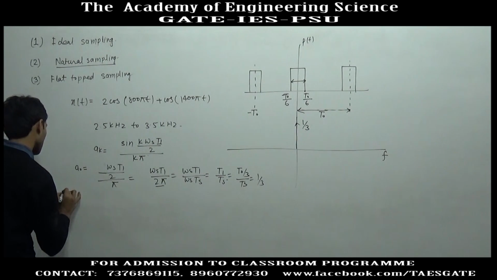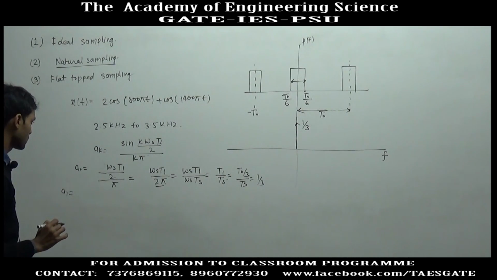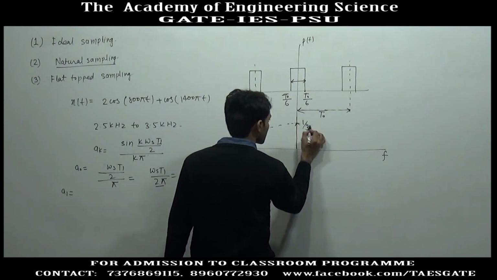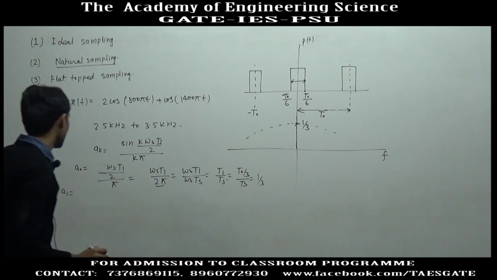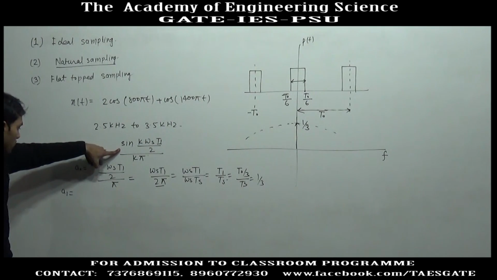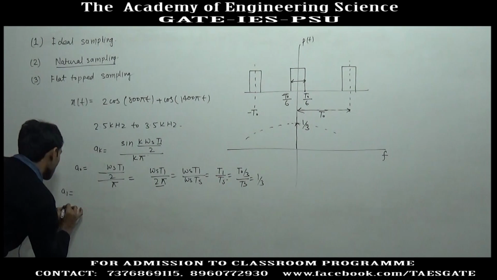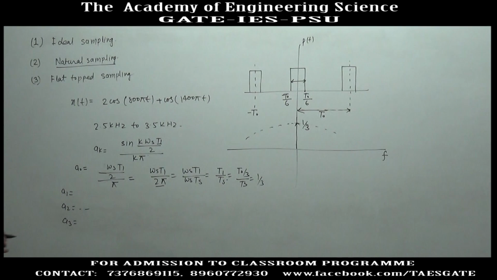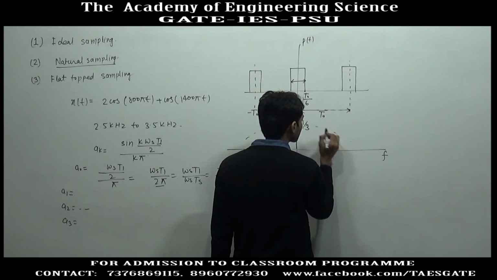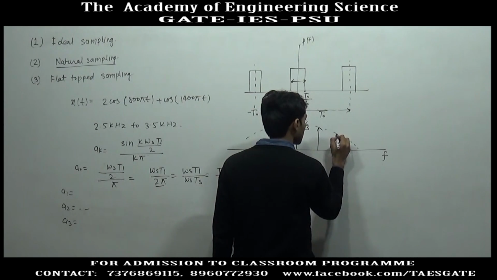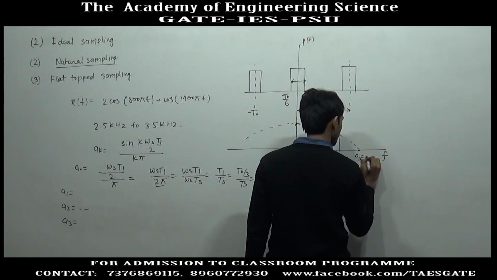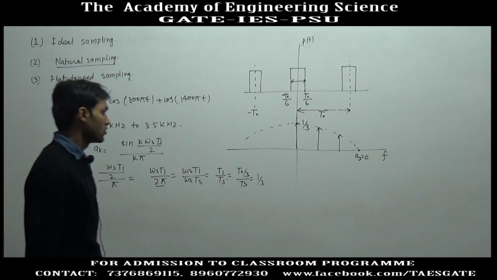Similarly, for A1 the envelope is like this. This is the envelope for Ak. Similarly, we will get some non-zero value of A1, some non-zero value of A2, but here A3 will be 0. This is A0, this is A1, this is A2, and A3 will be 0. So here we will get no impulse.